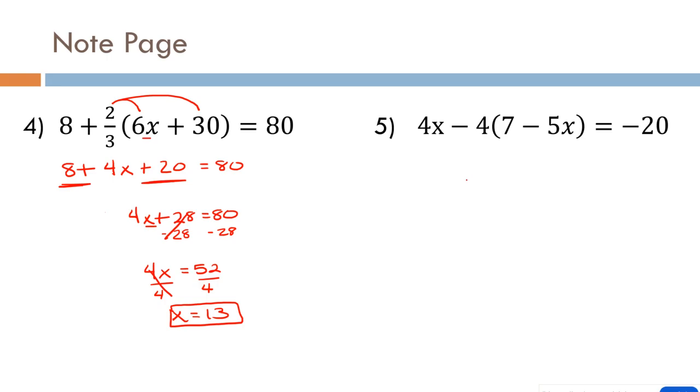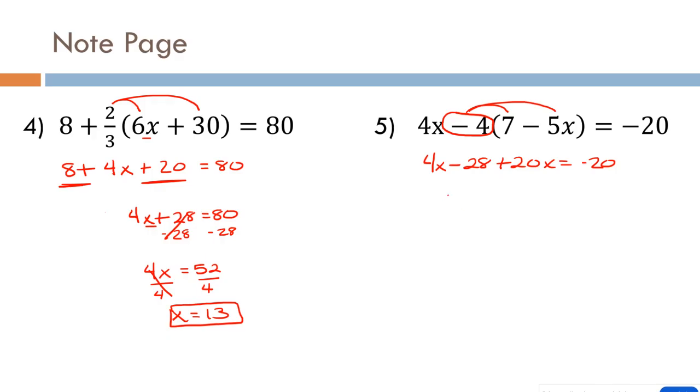Look at number 5, same thing. We've got to distribute here first. But what I do see is in front of that parentheses, I don't just have a 4, I have a minus 4. Remember, we're going to treat that as a negative. So I'm going to distribute that negative 4 to both. So I bring down the 4x. Negative 4 times 7 is negative 28, so minus 28, same thing. Negative 4 times negative 5x would make a positive 20x equals negative 20. And so there's our first step by distributing.